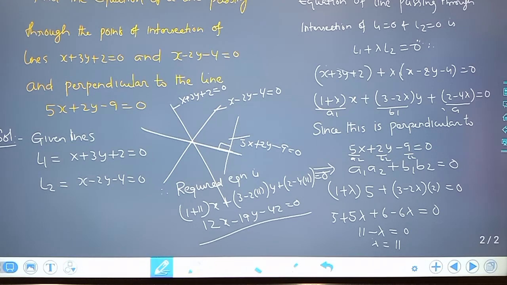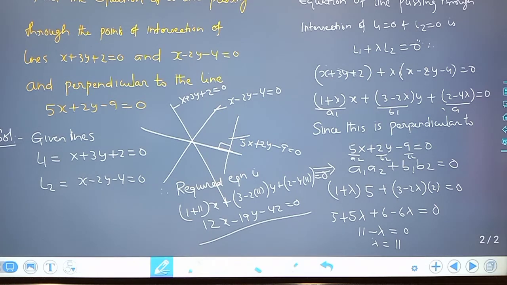Now the equation of a line passing through the intersection of the two lines is L1 plus lambda L2 is equal to 0. So x plus 3y plus 2 plus lambda into x minus 2y minus 4 is equal to 0. Now I am taking the coefficient of x in the two terms. The first coefficient of x is 1, in the second the coefficient of x is lambda. So 1 plus lambda into x, similarly 3 minus 2 lambda into y plus 2 minus 4 lambda is equal to 0.